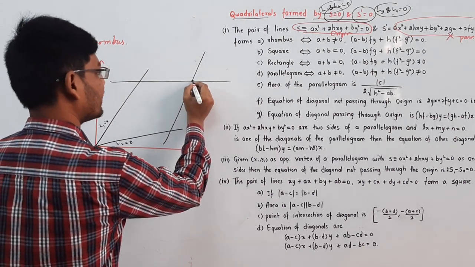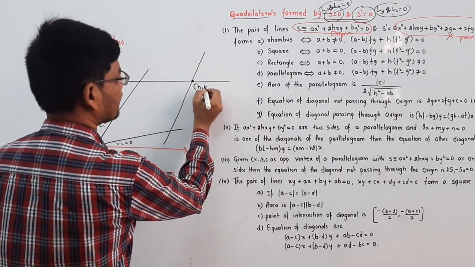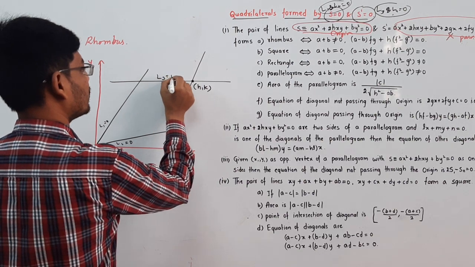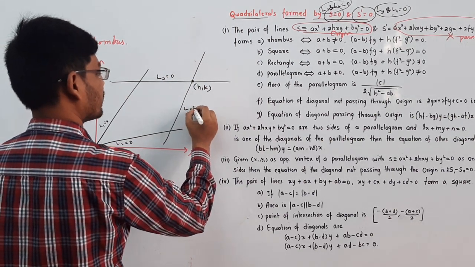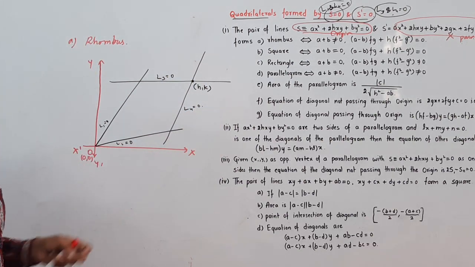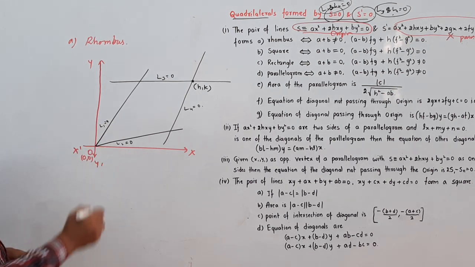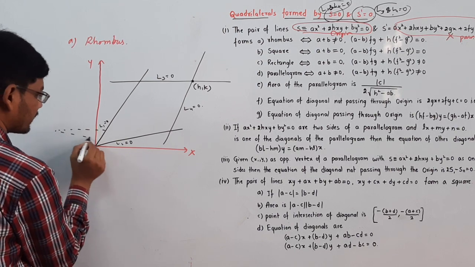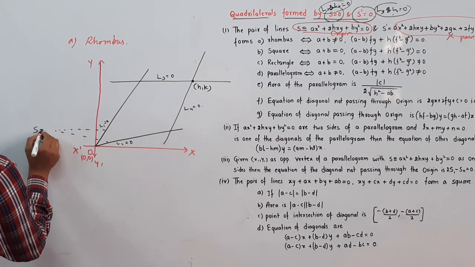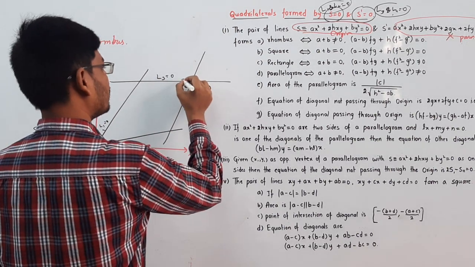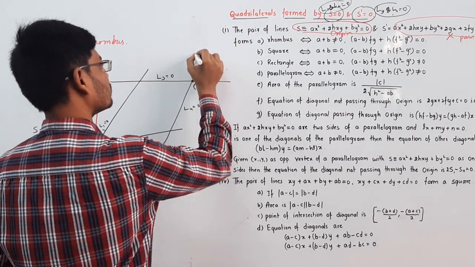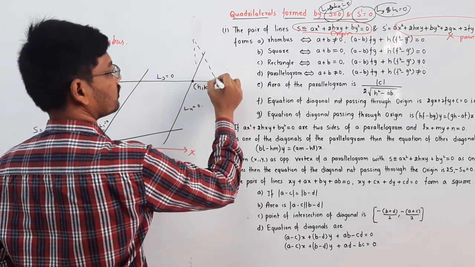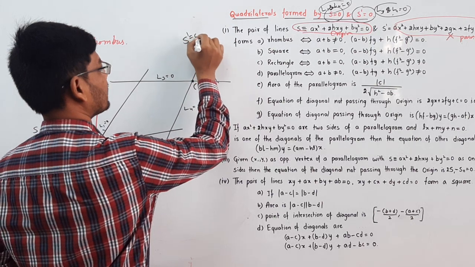This is the point of intersection of two lines, that is h comma k. This is L3 is equal to 0. Assume that this is L4 is equal to 0. These first two lines represent S is equal to 0, and these two lines represent S dash is equal to 0.